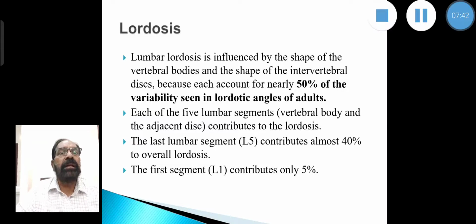Each of the 5 lumbar segments, vertebral body and adjacent disc, contribute to the lordosis. The last lumbar segment, L5, contributes 40% to the overall lordosis. First segment, L1, contributes 5%.